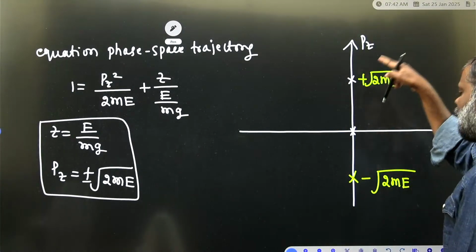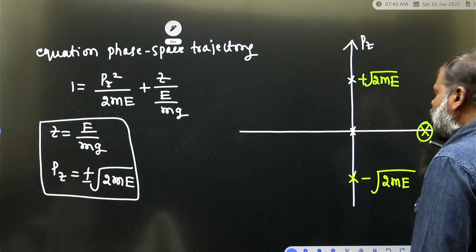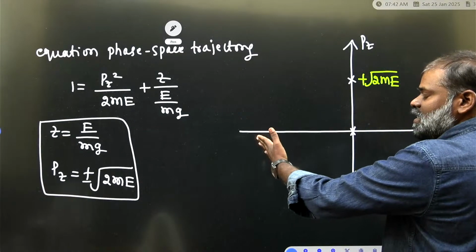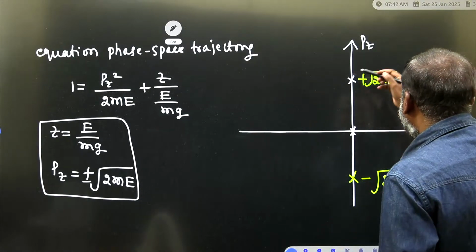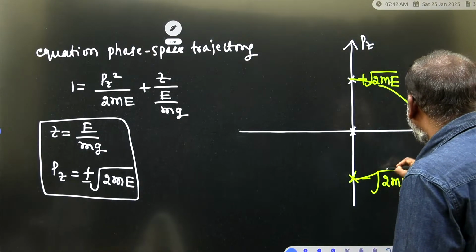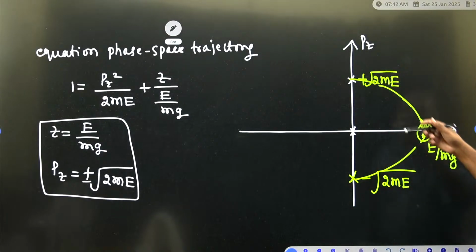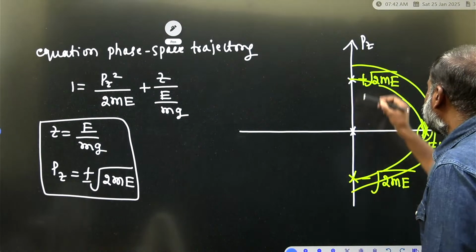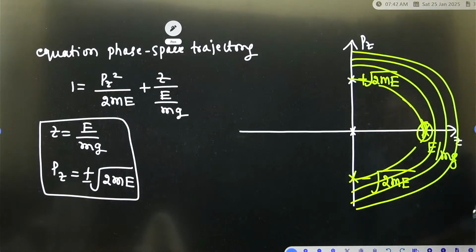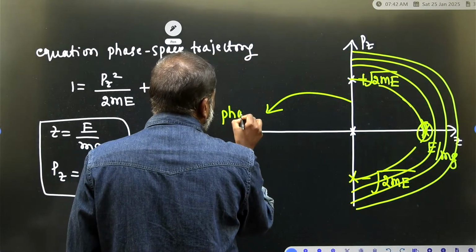When pz is equal to 0, you consider the z point. So what is the z? z is equal to e by mg. Is there any minus term? There is no minus term. So now you coincide all the points and draw the extrapolated lines. For a single particle, that graph will come. If you take multiple particles, your phase portrait will come like this. So this is your phase space trajectory of a bouncing ball.